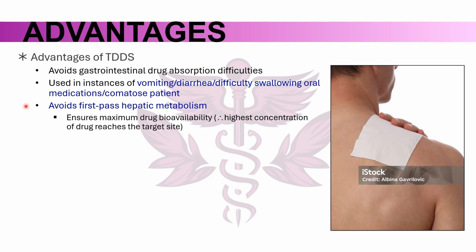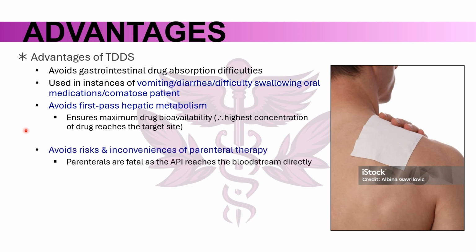We can also use it if our patient is vomiting, has diarrhea or difficulty swallowing oral medications, or is comatose. First pass metabolism by the liver is avoided, meaning that the highest concentration of drug reaches the target site, which is ideal. Any risks and inconveniences brought about by using parenterals is also avoided. For example, if the patient is allergic to a certain type of substance and that substance is injected into them, adverse reactions will be seen in a matter of minutes and will be fatal if not treated in due time. On the other hand, if the patch contains a substance that the patient is allergic to, it can easily be removed, hence terminating the drug's effects.